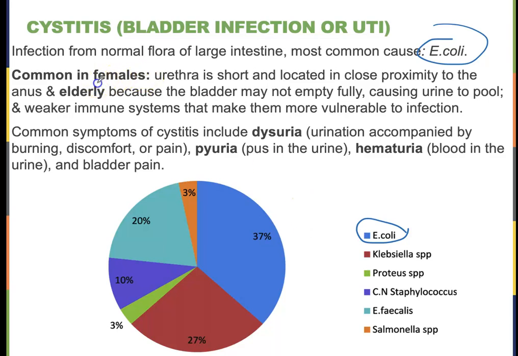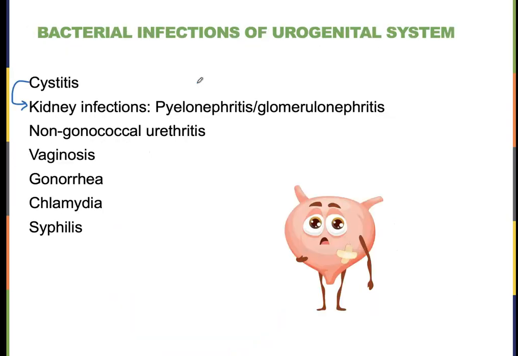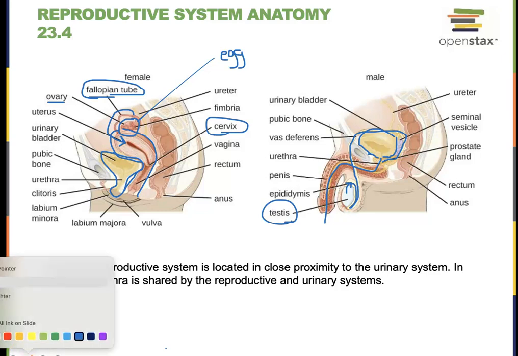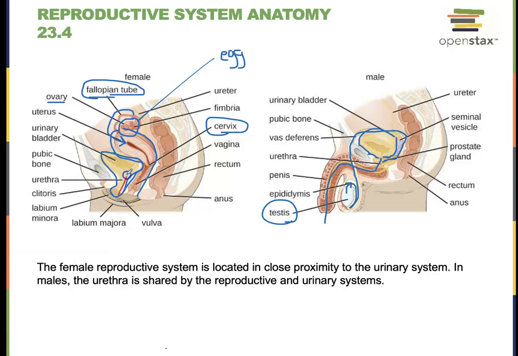Why is it so common in females? Because the anatomy of our bodies has the opening to the urethra and the anus pretty close together, and the urethra is pretty short. So if we go back to this picture of our anatomy, the urethra is pretty short on the woman, and the anus is here. So basically there's a little bit of travel room and then a really short distance to climb into the bladder.